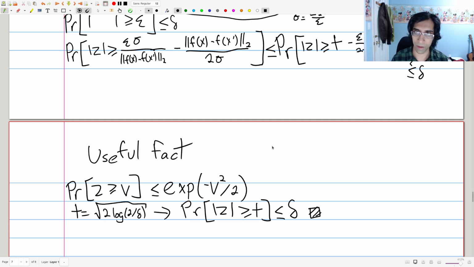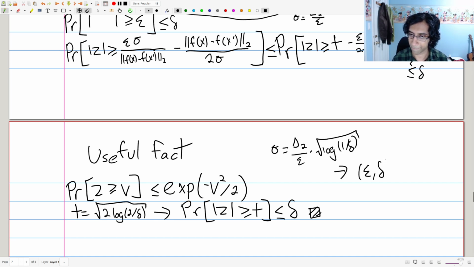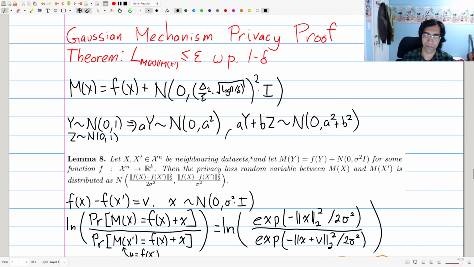So yeah, that's the entire proof. We showed that sigma equal to the L2 sensitivity over epsilon times square root log 1 over delta implies (epsilon, delta)-DP, maybe with some constant in front here. But yeah, that was a kind of tricky proof, but we made it to the end of it.